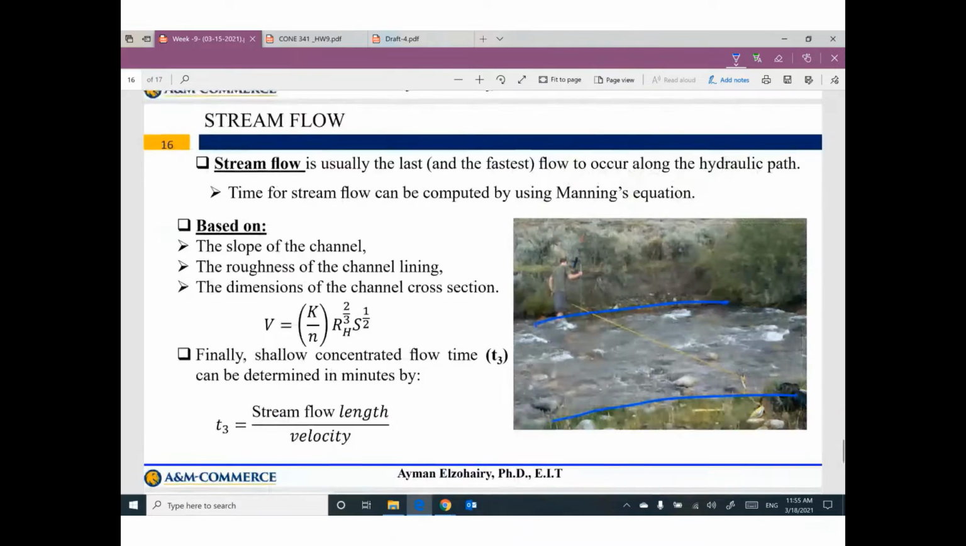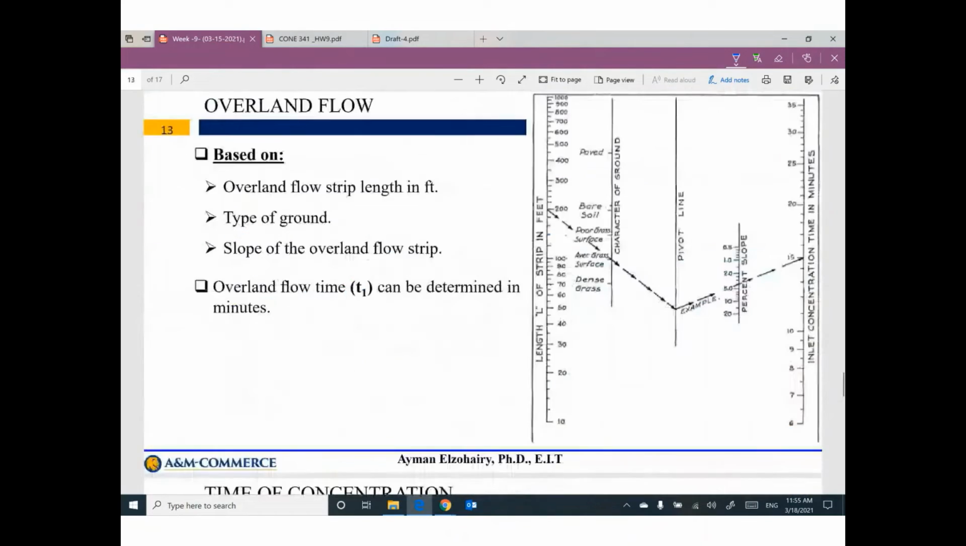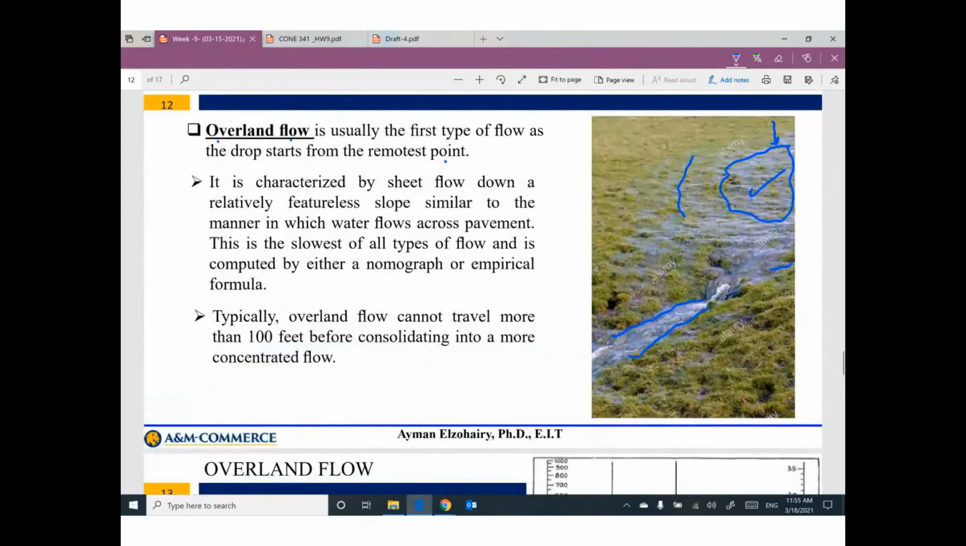So we have 3 parts. If you would like to calculate the time of concentration, you have to calculate the time for each part. The first one is overland flow. It is characterized by sheet flow down a relatively featureless slope, similar to the manner in which water flows across pavement. This is the slowest of all types of flow. I believe the flow here will be very slow. Typically, overland flow cannot travel more than 100 feet before consolidating into a more concentrated flow.